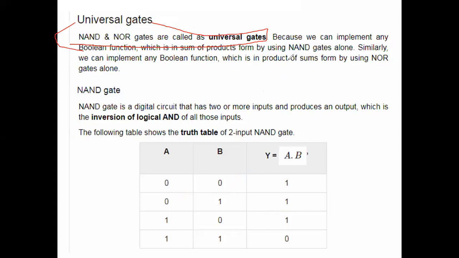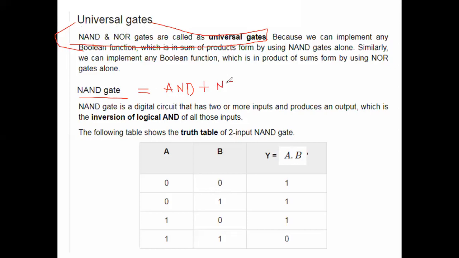This will be discussed in the next class: what is sum of products and product of sums. Remember this, by using NAND and NOR gates, we can implement any gate or any logical circuit. That's why these two gates are called universal gates. So now the first gate is the NAND gate. NAND gate means this is equivalent to an AND gate plus a NOT gate.